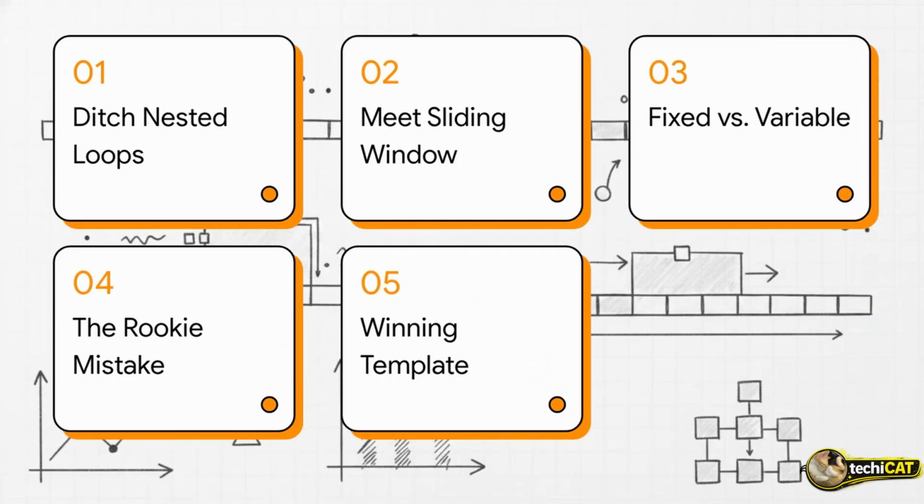Here is our training plan for today. 1. Ditch the nested loops. 2. Meet the sliding window. 3. Fixed versus variable windows. 4. The rookie mistake. And 5. Your winning template. Take a deep breath and let's jump right in.